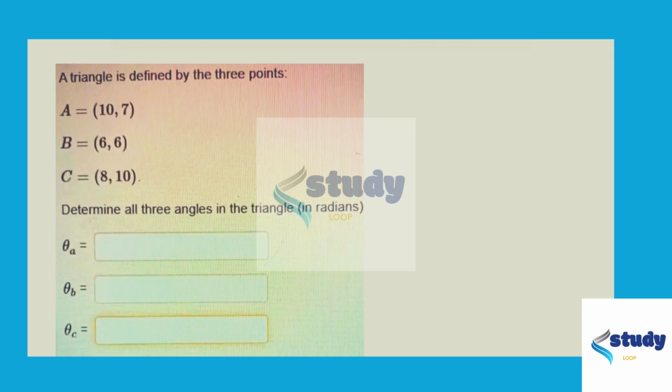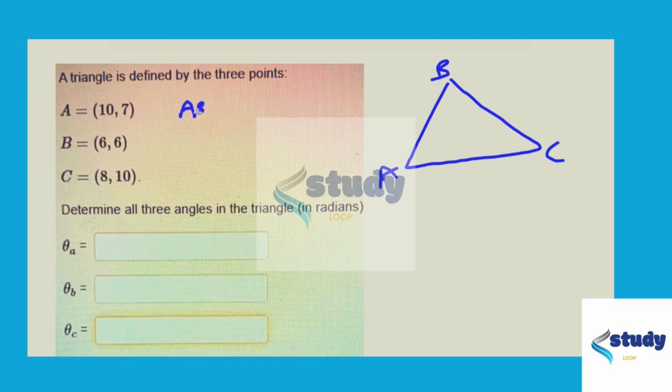What we'd want to do here is create a reference triangle, not to scale, not according to the coordinate plane, but we can use the points to find lengths. So for instance, AB would be equal to, using the distance formula, the square root of the difference between the x's, which is 4 between 10 and 6, and 1 between 7 and 6. And so that's the square root of 17.